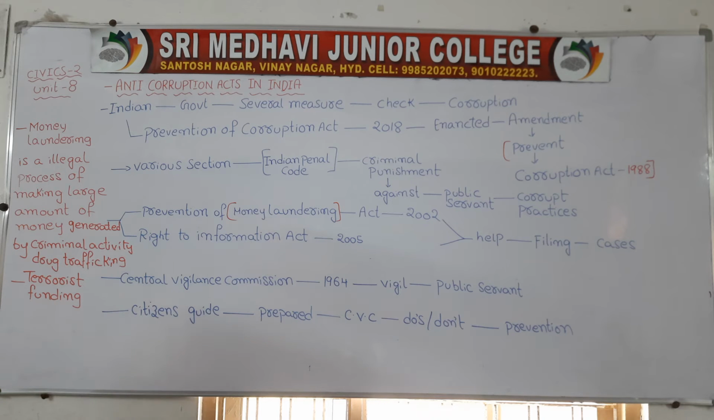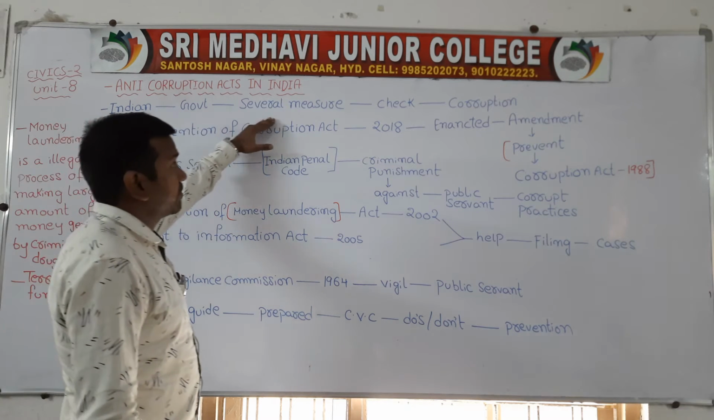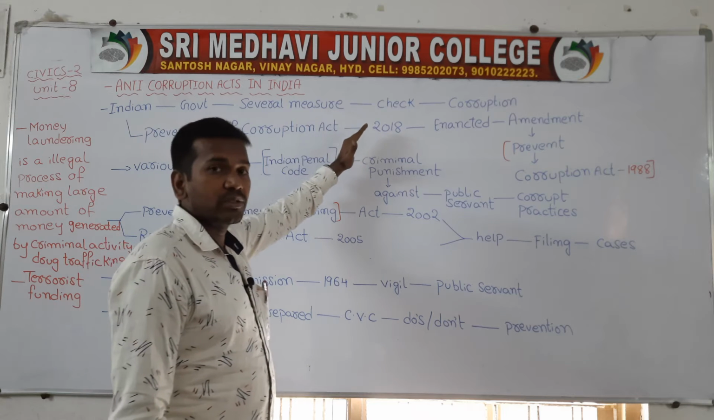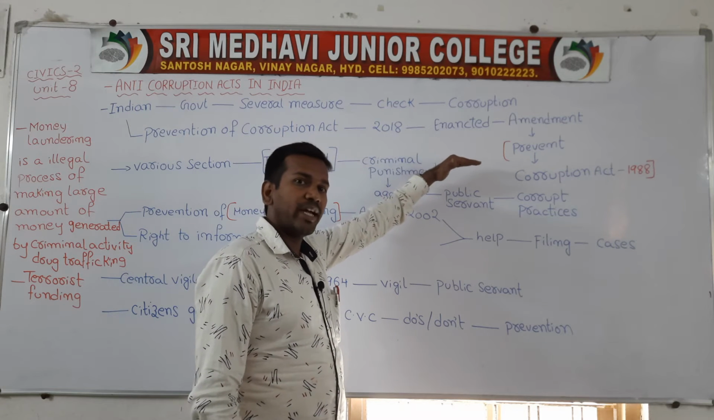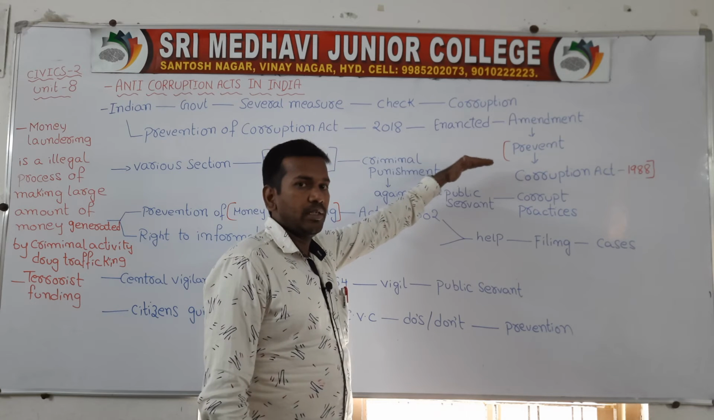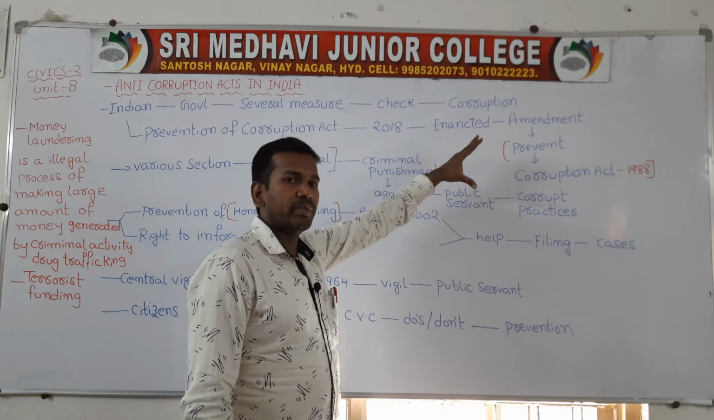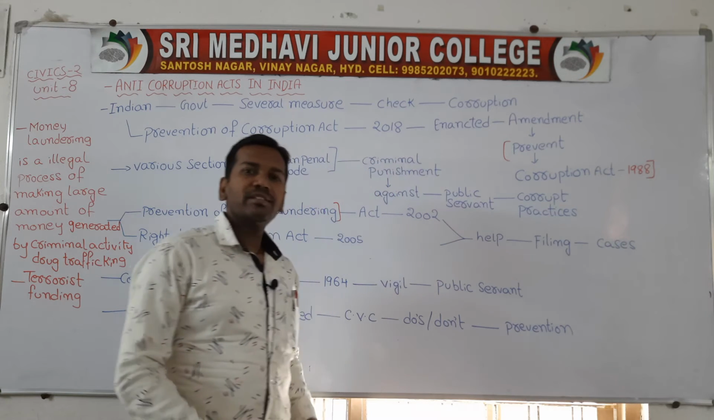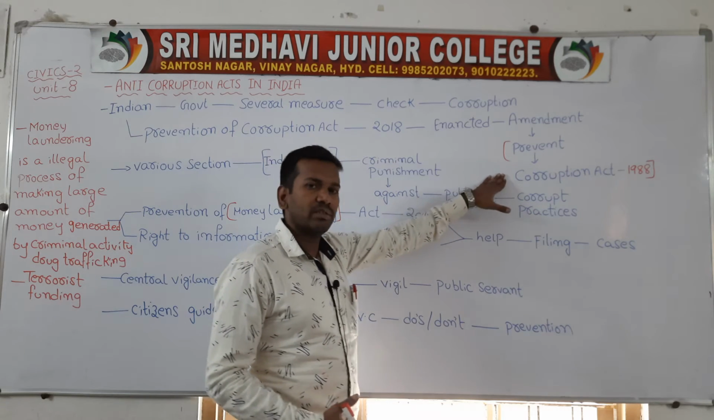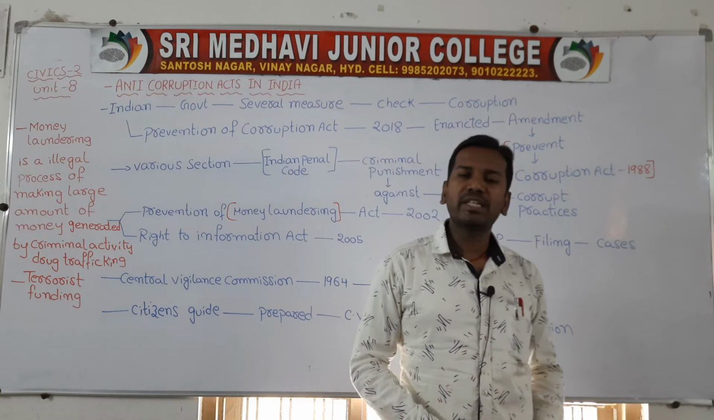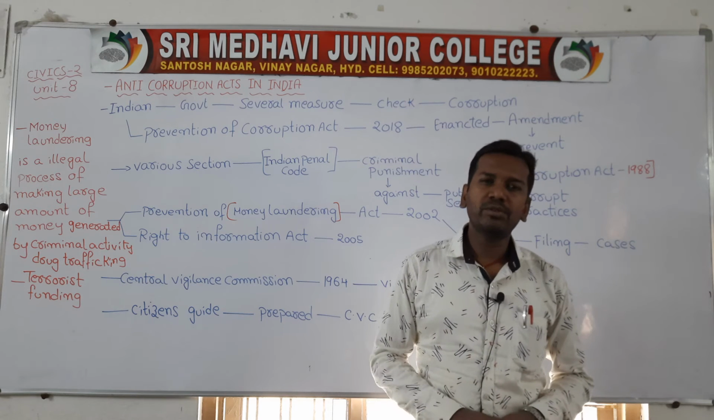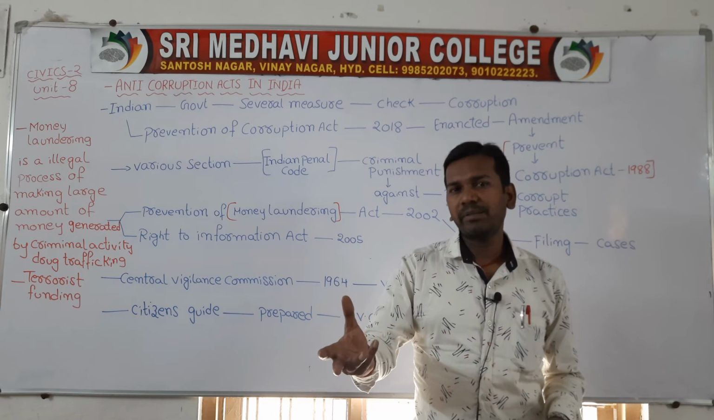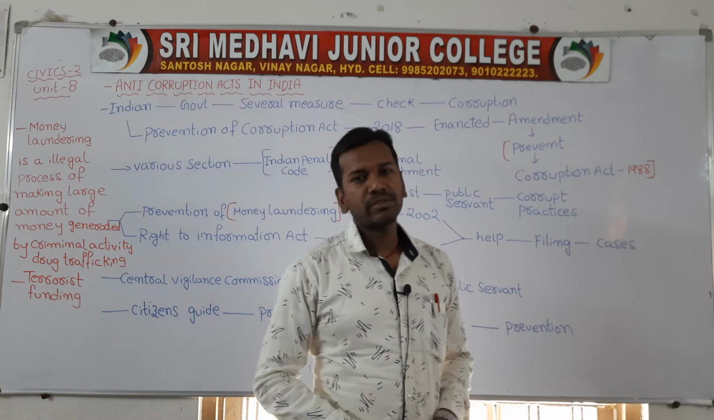So what we have discussed, students, is that the Indian government has made several measures in order to check corruption. The government has passed a new act which is called the Prevention of Corruption Act 2018. This is the amendment of the old act, the Prevention of Corruption Act 1988. The reason for the amendment is that even though the old act was passed, corruption is still widely practiced, and that's why the government decided to make some changes in the old law and prepare a new law, the Prevention of Corruption Act 2018.